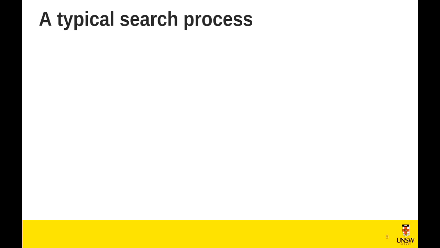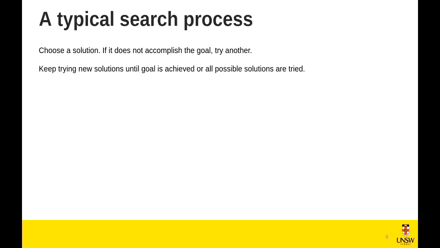And here is a typical workflow for a searching process. So the first one is actually very simple. We just randomly choose a solution or randomly generate a solution. And if this solution does not meet our goal, then we try another one. And we keep on trying new solutions until the goal is achieved or all the possible solutions have been tried. So this sounds quite simple, right?